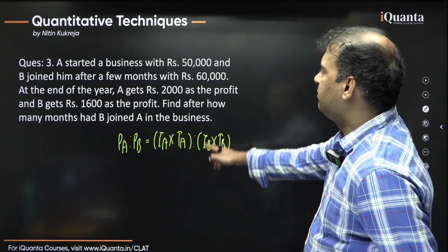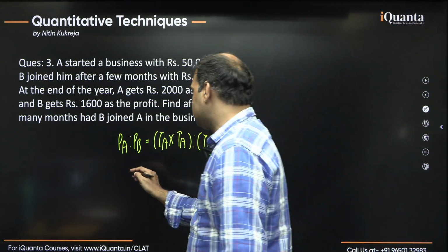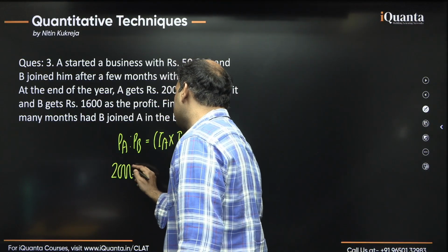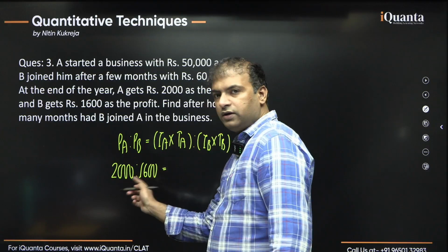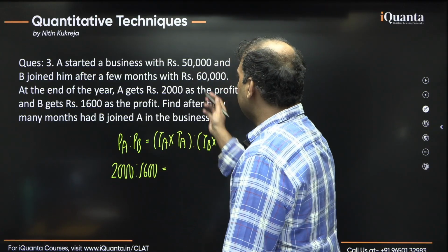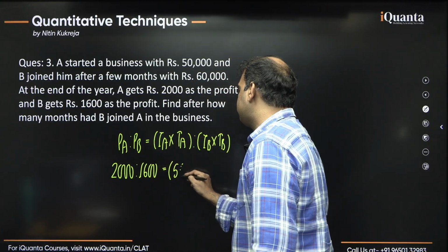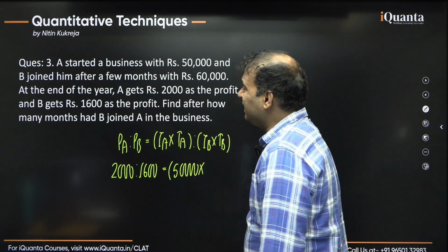So remember the profit of A is rupees 2,000. The profit of B is given to us rupees 1,600. That should be 5:4, right? Dividing by 400. Investment of Mr. A is given to us 50,000. All right. The time period of A is what?